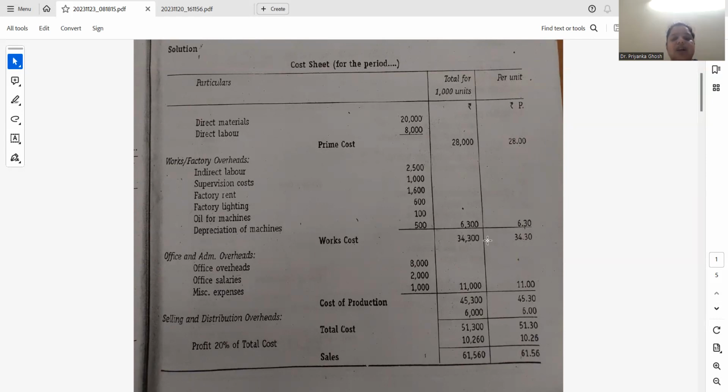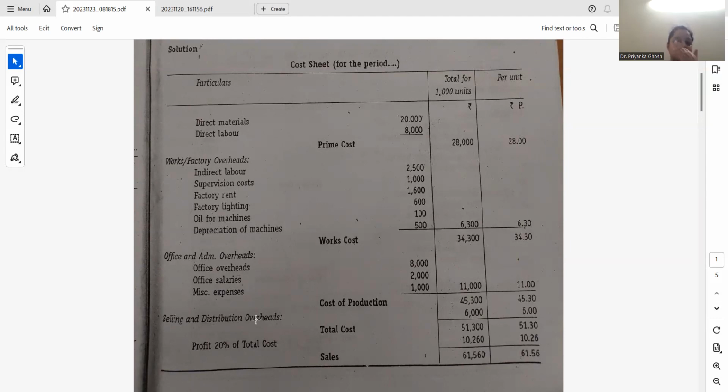Correct? So how to get the per unit? Again, your total cost divided by number of units you manufactured. So total cost is 34,300 and divided by how many units they have manufactured? 1,000 units. So here the works cost per unit will come 34.30.